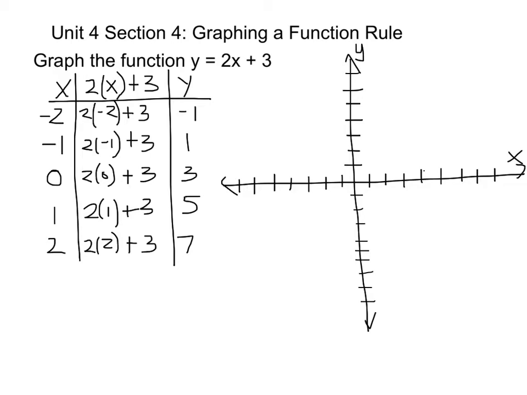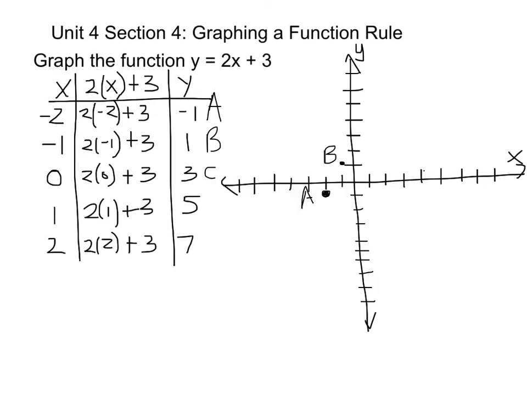Okay, the first point is -2, -1, so I go left 2, down 1. Now, instead of labeling these with the actual coordinates, I'm going to use a capital letter. So for the first point, I'm going to label it A. The second point is -1, 1, so it means go left 1 and up 1. So there's my capital B.